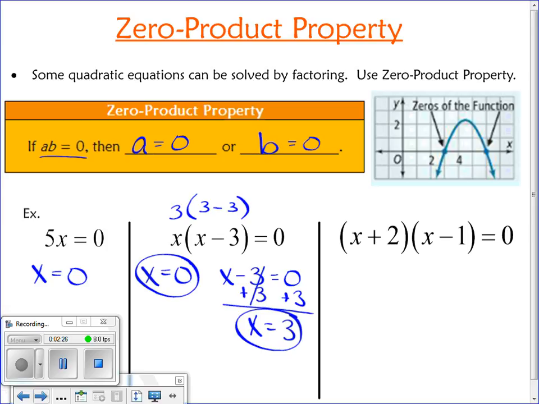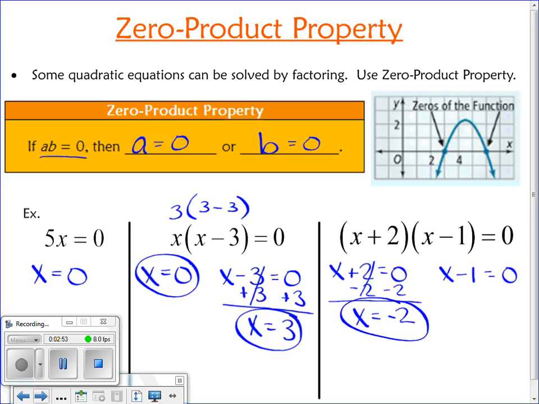Over here, one of these has to be 0, right? So either x plus 2 has to equal 0, or x minus 1 has to equal 0. One or the other must equal 0 for that whole thing to equal 0. So we set each one equal to 0, and then we solve. So we'll subtract 2, so x would equal negative 2. I'll add 1, so x equals 1.